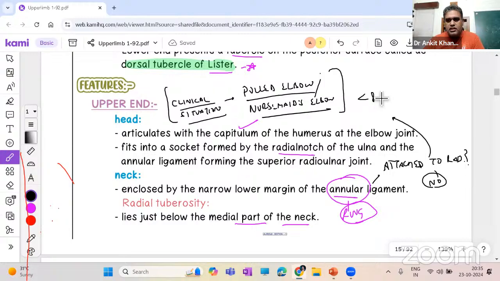It is seen in children normally less than 8 years of age because of the anatomy, the lower size of the head of the radius, the lower size of the annular ligament, and it is easily prone. So remember, that is a very, very important clinical condition.